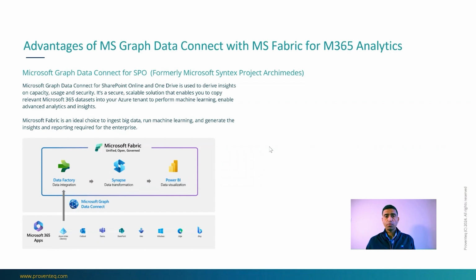Graph Data Connect, or Project Archimedes, also works on a consumption model based on the number of objects that you retrieve. But for some reason, Graph Data Connect didn't become part of SharePoint Premium. Instead, it is now branded as Microsoft Graph Data Connect for SharePoint, which is a lot, but you can just call it MGDC. So Graph Data Connect for SharePoint and OneDrive is used to derive insights on the usage, the capacity, or the security.